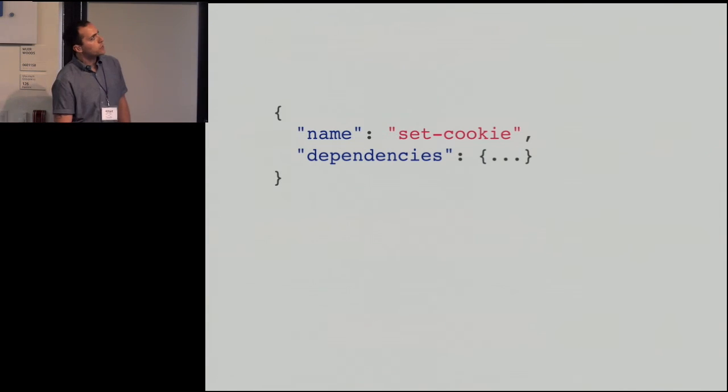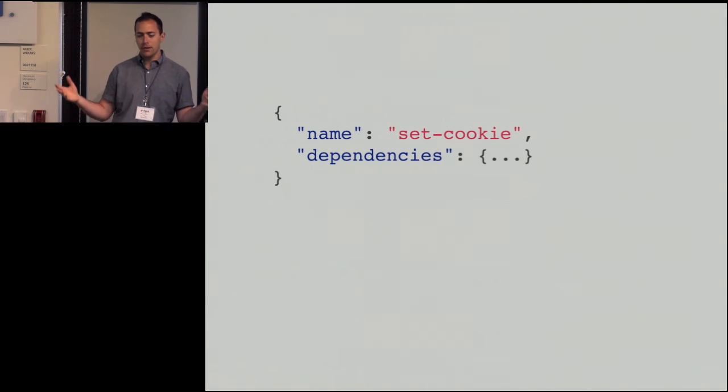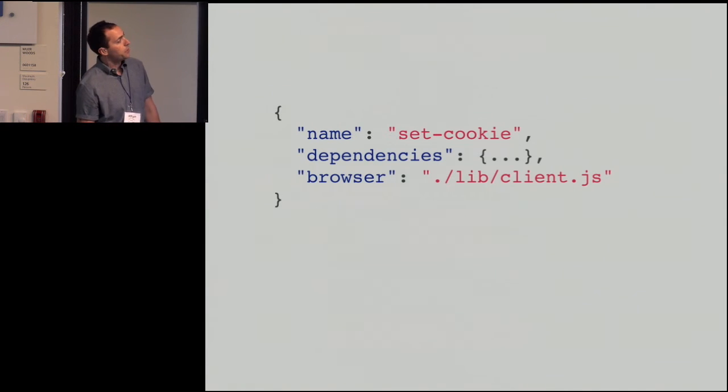So if this is our package.json for our new setCookie module, which we're going to create and then publish on NPM for everyone to use, there's a name, there's a list of dependencies, but then we can add browser.